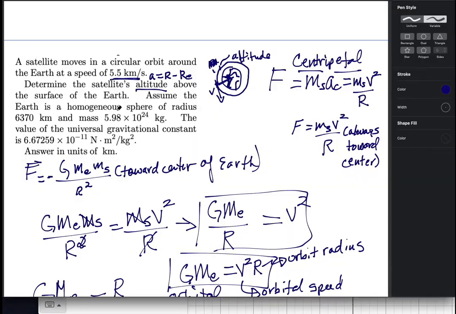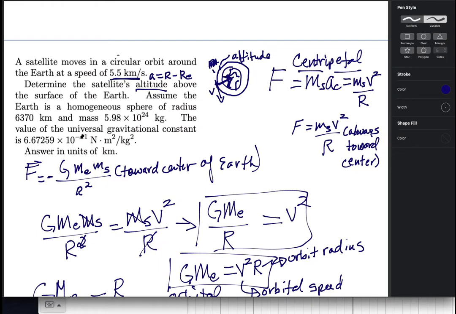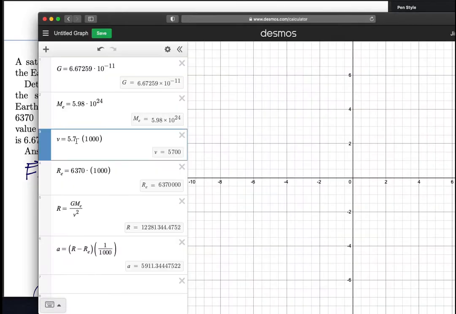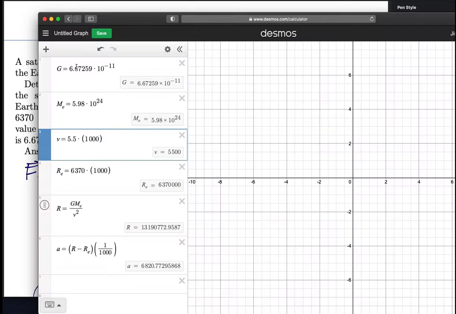The mass of the Earth, let's just confirm that's right while we're here. Yep. And then, I was trying one of the other versions, but the one we have right here says 5.5. And then radius of the Earth. Let's just make sure all of them are right while we're doing this. 6370. Okay, so there's G from the problem. There's mass of the Earth from the problem. There's our velocity from the problem. There's the radius of the Earth from the problem. There's the equation from our algebra.